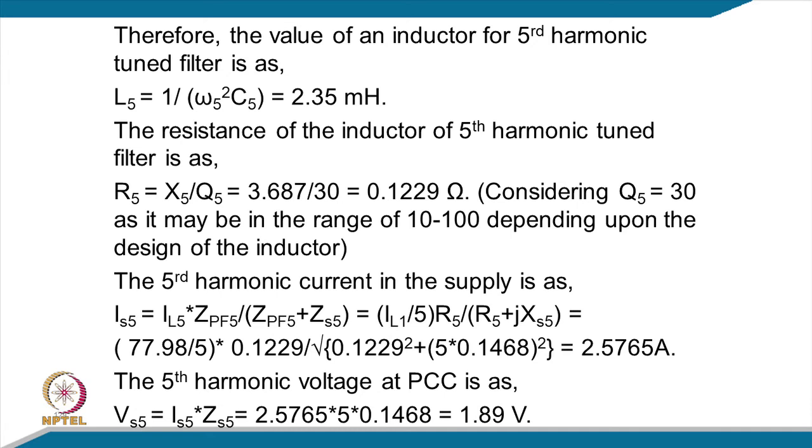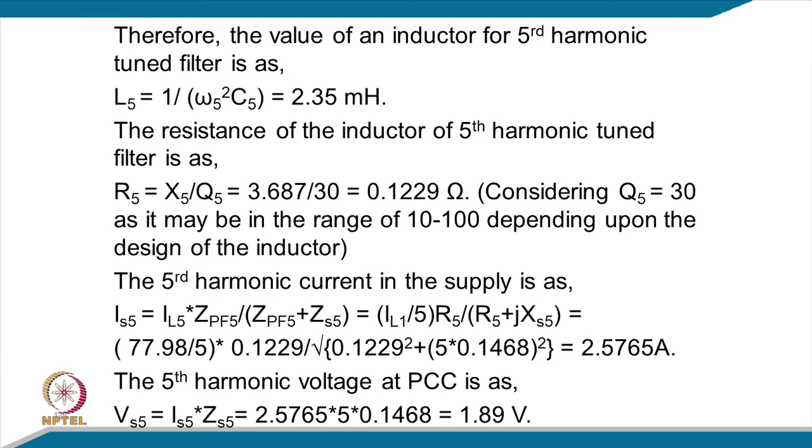So, it comes 1.89 volt only. Now, the value of the inductor for the seventh harmonic tuned filter will be L7 equal to 1 upon omega square C7. So, that comes 1.198 millihenry, and the resistance for the seventh harmonic tuned filter will be R7 equal to X7 by Q7, that we take as 30. So, that value will be 0.0877 ohm.